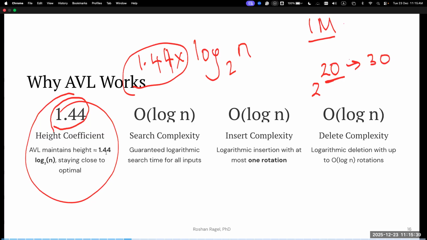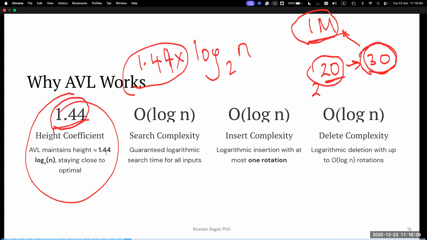So instead of 1 million, a balanced binary search tree like the AVL tree will guarantee us a height of less than 30, right? So 1.44 times 20 is less than 30. So less than 30 is way better than an unpredictable 1 million. 20 is good, but 30 is not so bad. Not bad, nowhere close to 1 million. So that's what we are working on.